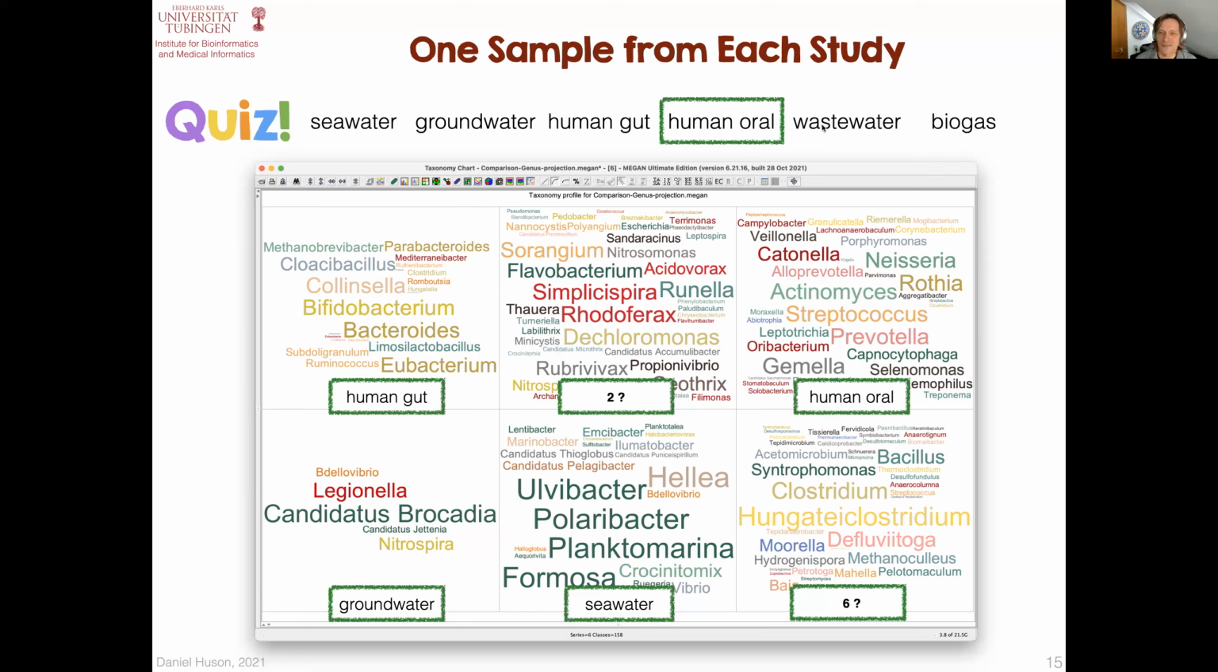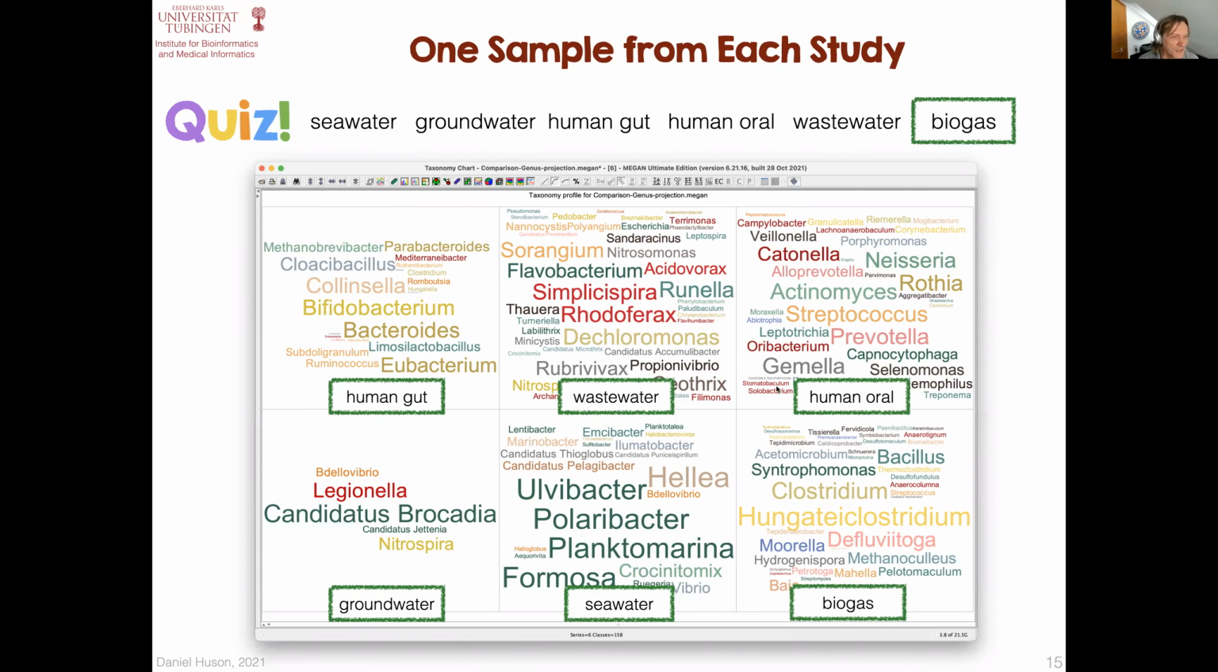And then the two last ones are wastewater and biogas. At first, I couldn't really tell which is which, but then, as I said, Candidatus accumiobacter accumulates phosphate in a phosphate reduction wastewater treatment plant. So that would give that away. So that's going to be wastewater and that's going to be biogas. So it's kind of fun that you can actually, just by looking at these word clouds, match things. So that's one of the things you can do.